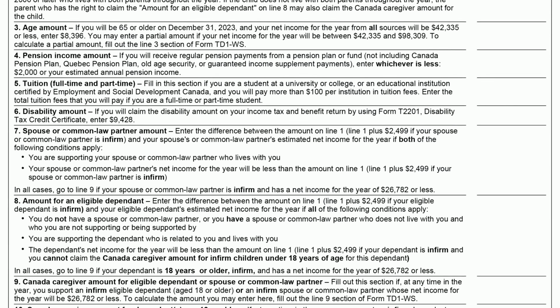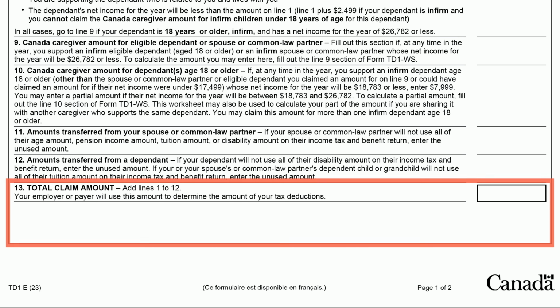You'll add up all of the amounts from the previous lines and enter that amount on line 13. This number determines your deductions for the year and reduces the amount of tax that your employer will withhold. The larger the amount on line 13, the less tax your employer will deduct from each paycheck. A lower amount on line 13 means that typically more tax will be deducted from each paycheck.